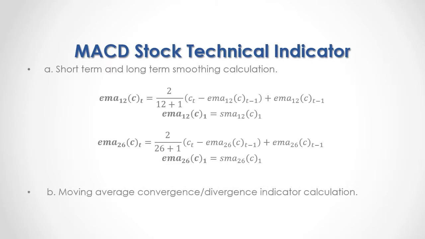B. Moving average convergence divergence indicator calculation. Current period 12 and 26 days MACD of close prices is equal to current period 12 days exponential moving average of close prices, or short-term smoothing, minus current period's 26 days exponential moving average of close prices, or long-term smoothing, calculated at the previous step.